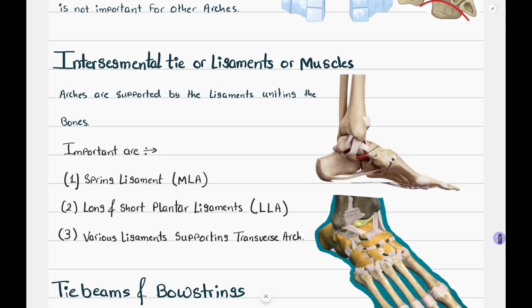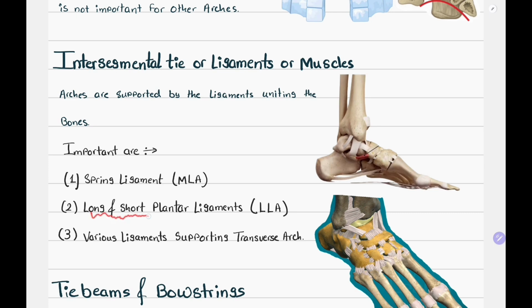Secondly, the intersegmental tie or ligaments or muscle. So basically ligaments and muscles help in maintaining the arches. So the arches are supported by ligaments uniting the bones. The important ones are ligaments and muscle, here is the spring ligament. The spring ligament joins the talus bone and the navicular bone. So the spring ligament is an important ligament for maintaining the medial longitudinal arch.